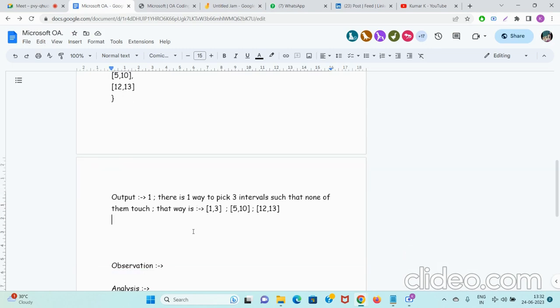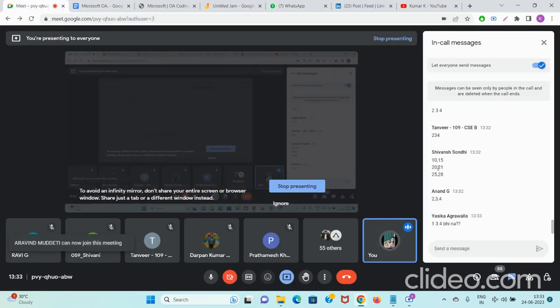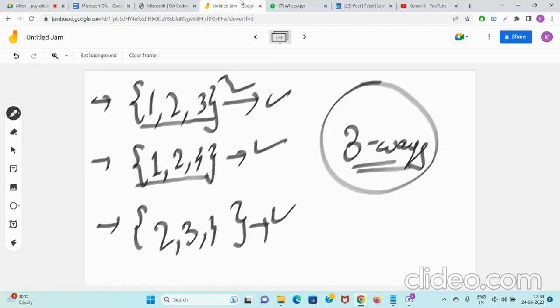Okay. Understanding is clear. I'm writing it here. Guys, I want a little bit of support. Can at least 5-10 people respond? 1-3-4 is also there, right? Ek second, 1-3-4.